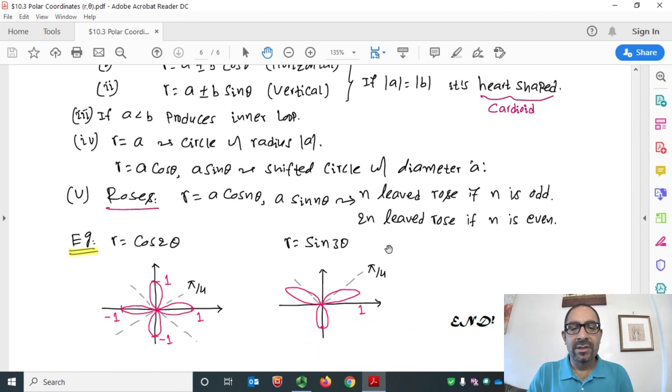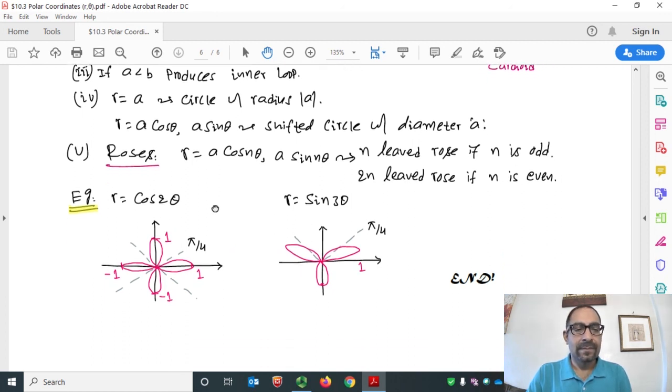Roses: the equation is of the form r equals a cosine n theta or r equals a sine n theta. If n is odd, we have n many leaves. If n is even, then we have 2n many leaves. For example, r equals cosine 2 theta. So here n is 2, even. So we have 2 times 2, which is 4 leaves. For example, here r equals sine 3 theta, n is 3. So we have a total of 3 leaves here.